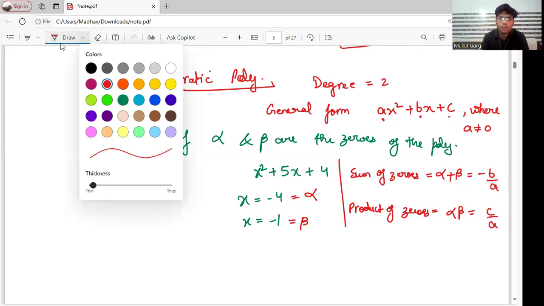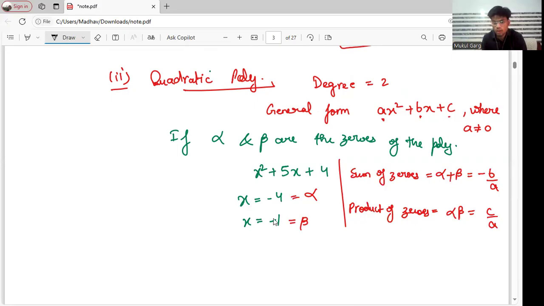वी विल ट्राई टू वेरीफाई. हम इसको वेरीफाई करने की कोशिश करते हैं जो भी हमारे पास पॉलिनोमियल है उसके अकॉर्डिंग. देखो यहाँ पर अल्फा और बीटा की दो अलग अलग वैल्यूज आई हैं. मैं डायरेक्टली इन दोनों को ऐड करके एक वैल्यू देखता हूँ क्या आता है इनका सम. तो सम ऑफ जीरोस क्या आएगा? -4 -1, दैट विल बी -5.